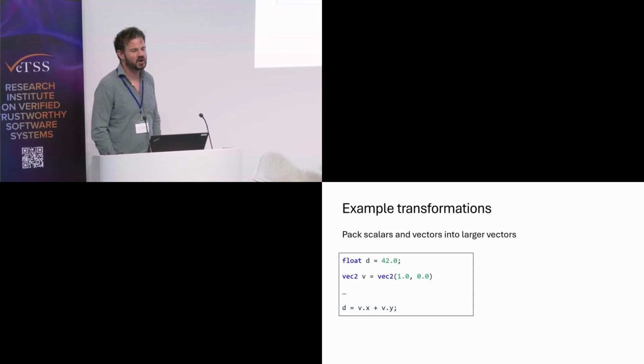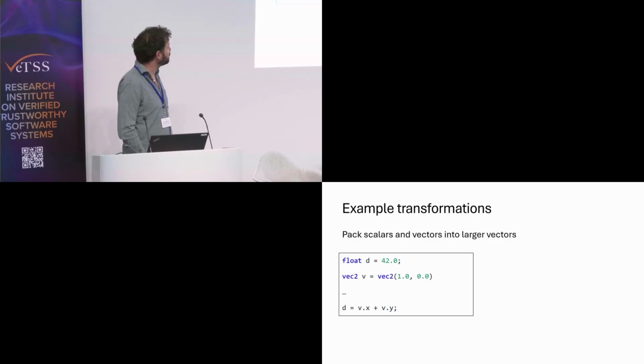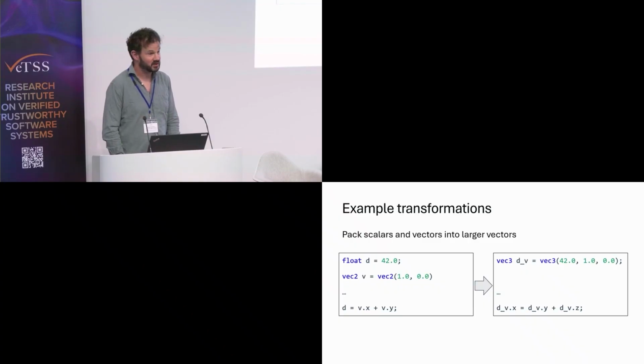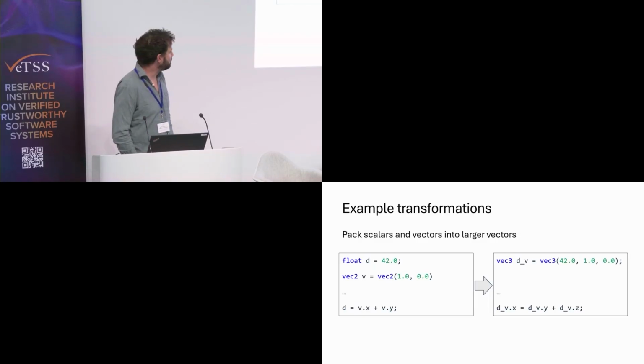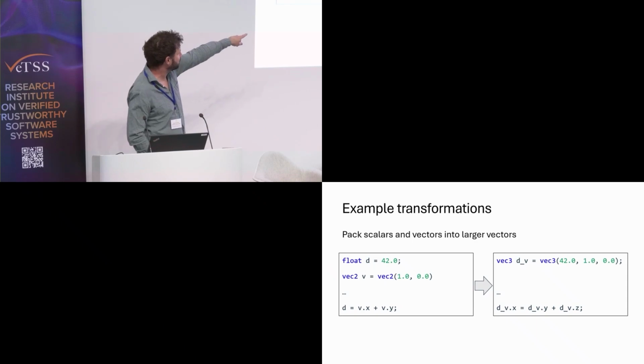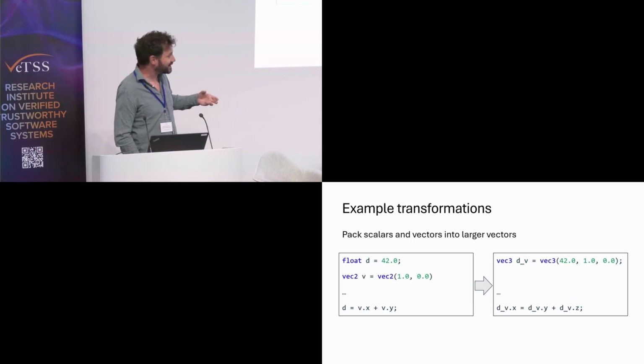So let's say there was a bit of code in your original shader program where you've got a floating point D and a vector V. And then we've got some expression that assigns D to the sum of the two components of V. We might do a transformation where we make a new three-dimensional vector called dv, where the x component of dv corresponds to what used to be d, and the y and z components of dv correspond to what used to be v. And then the assignment d equals vx plus vy becomes the x component of dv equals the y component of dv plus the z component of dv, right?